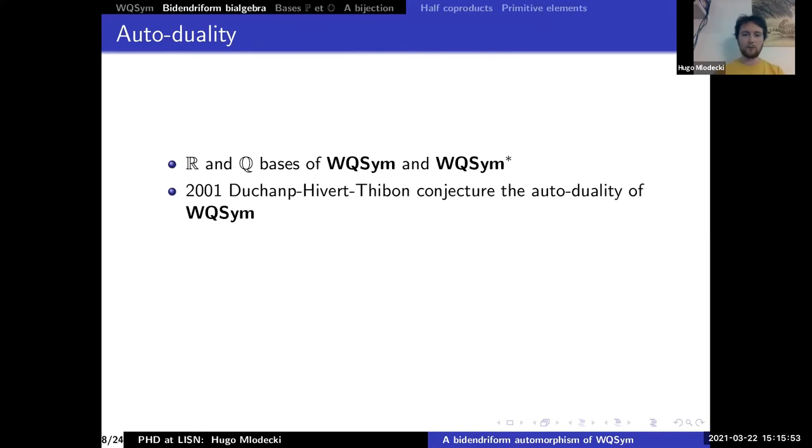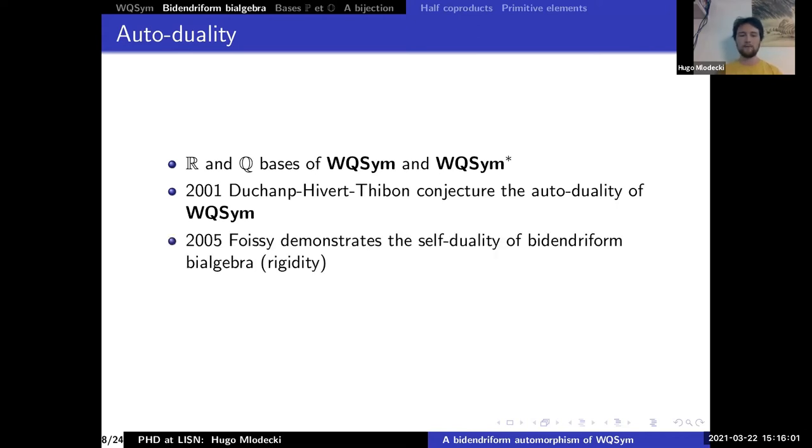Actually, it was conjectured by Duchamp and Hivert-Novelli-Thibon in 2001. And in 2005, Foissy demonstrated that every bidendriform bialgebra is self-dual by a rigidity theorem that we will see later. But there wasn't any explicit isomorphism. So actually, my job was to find an explicit isomorphism for this algebra.